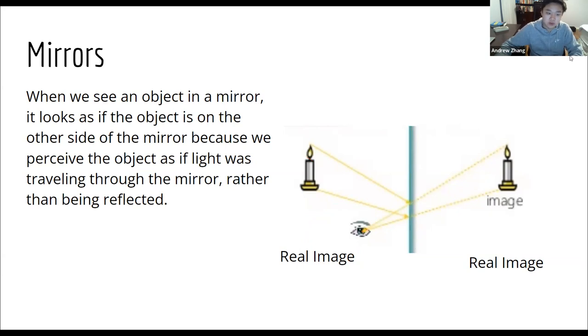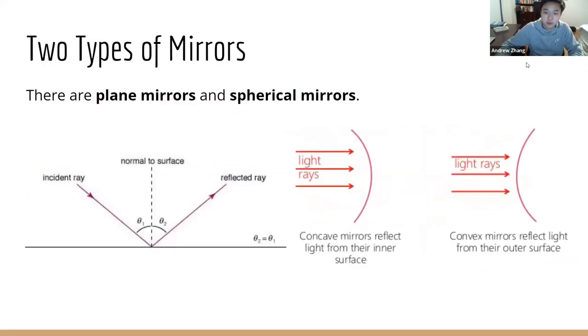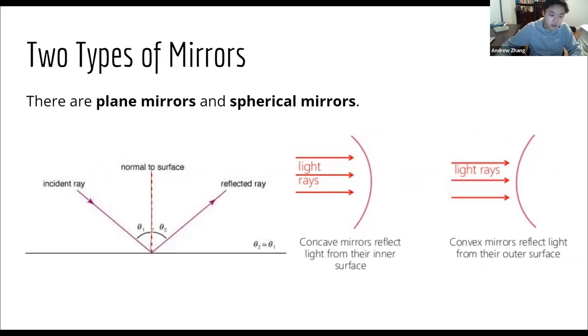And there are two types of mirrors. There are plane mirrors and there are spherical mirrors. They basically behave the same way in that they just reflect light at the angle at which the light comes. So for instance, in this diagram on the left, whatever angle the light comes at relative to the perpendicular to the mirror, whatever angle this is, it'll be equal when it reflects.